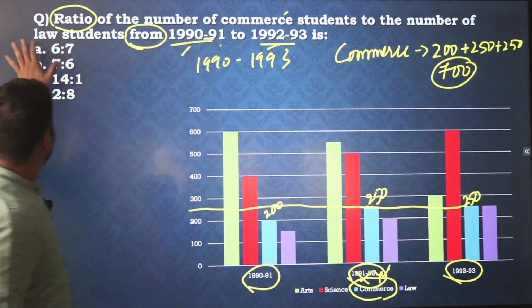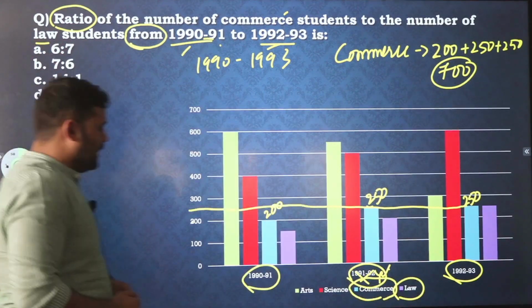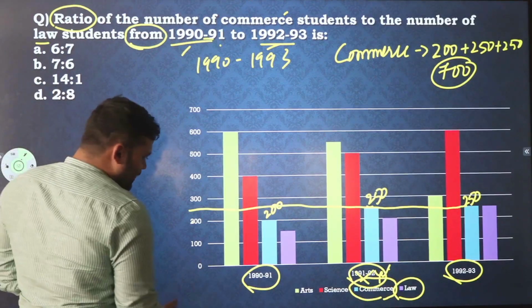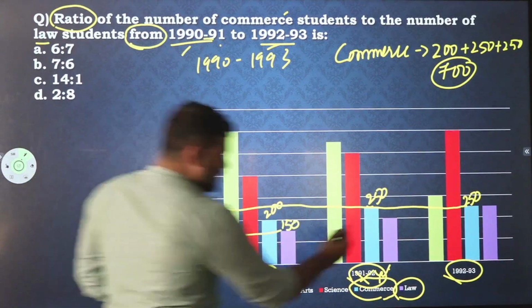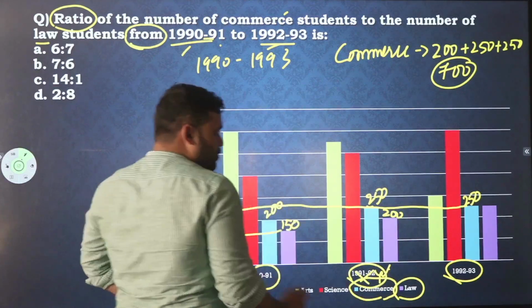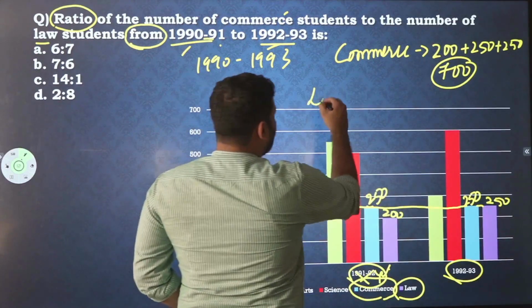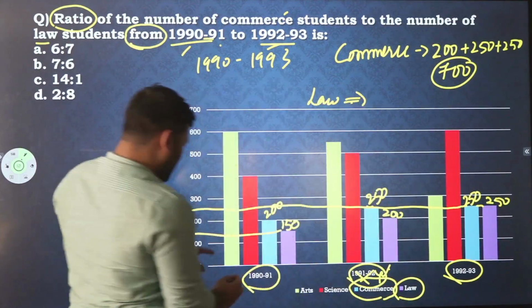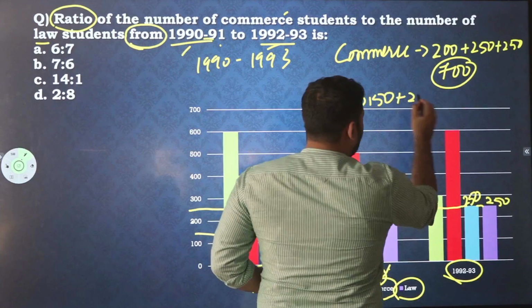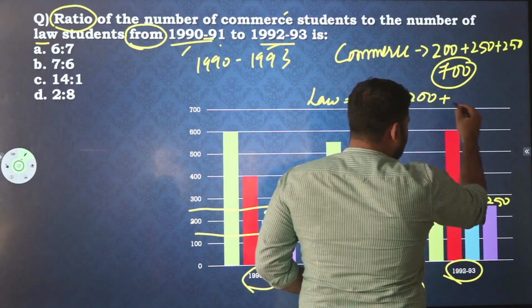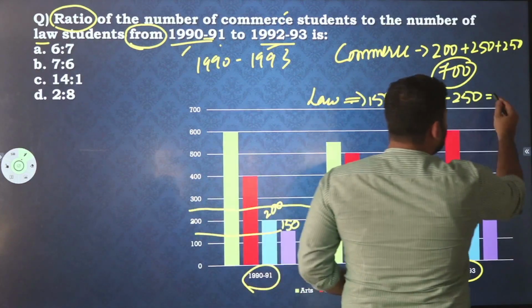Now we also need to find out law students here. How many law students? Law is which color? You can clearly see law is purple color. Purple color in 1990-91 is somewhere in the middle, so I will say this is 150, and this is going to be 200 in 1991-92, and here it is again somewhere in the middle, so it is 250. Now let me calculate law here. Law in 1990-91 it is 150, in 1991-92 it is 200, and in 1992-93 it is 250. If I add this, 150 and 200 is 350, and this 250, that is 600.